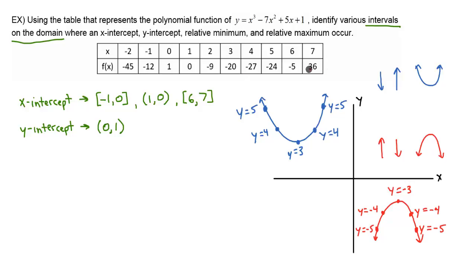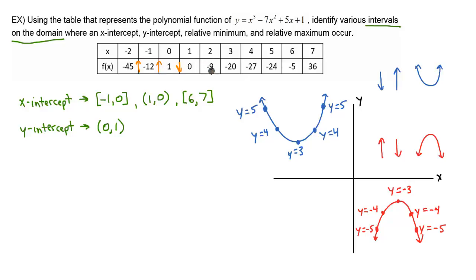So let's look at our table here, and we want to follow the direction of our y values. So from -45 to -12, we're increasing. So I'm going to put up an up arrow there, right? We're increasing y values. From -12 to 1, we're increasing as well. From 1 to 0, it looks like we decreased, right? So something's going to happen there, all right? I'm going to keep going.